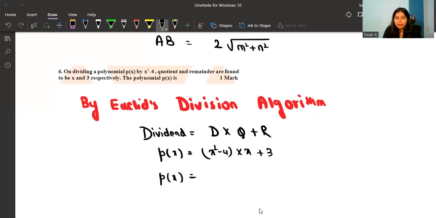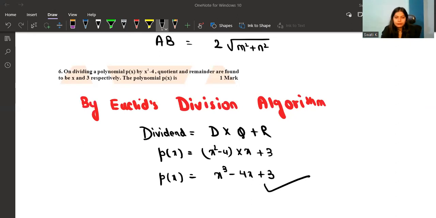Simple. We have to just simplify this. If you multiply this using the distributive property, x square into x will become x cube, minus 4 into x will become minus 4x, and then plus 3. So what is the answer? The polynomial is nothing but x cube minus 4x plus 3, and that's the answer. All right, let's go to the next question.